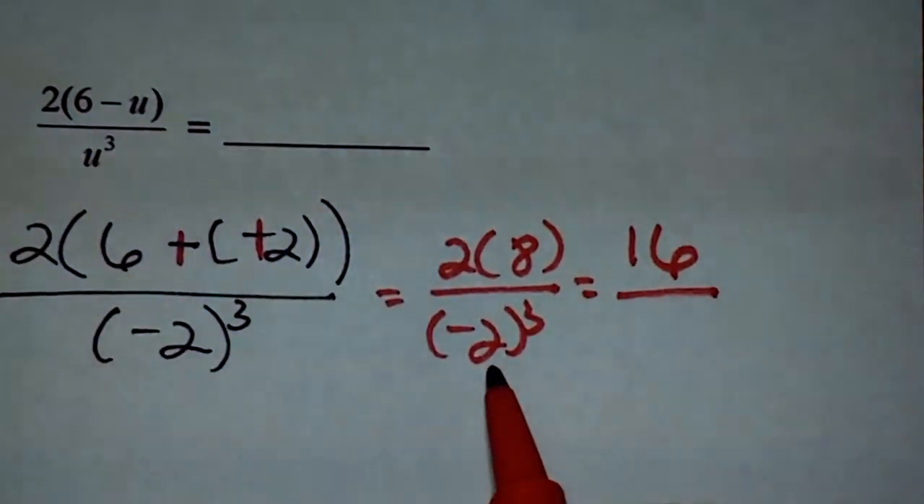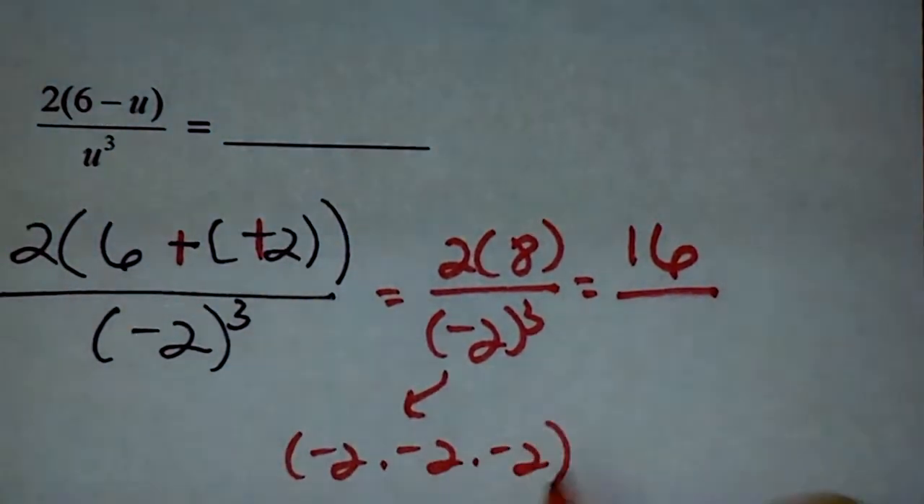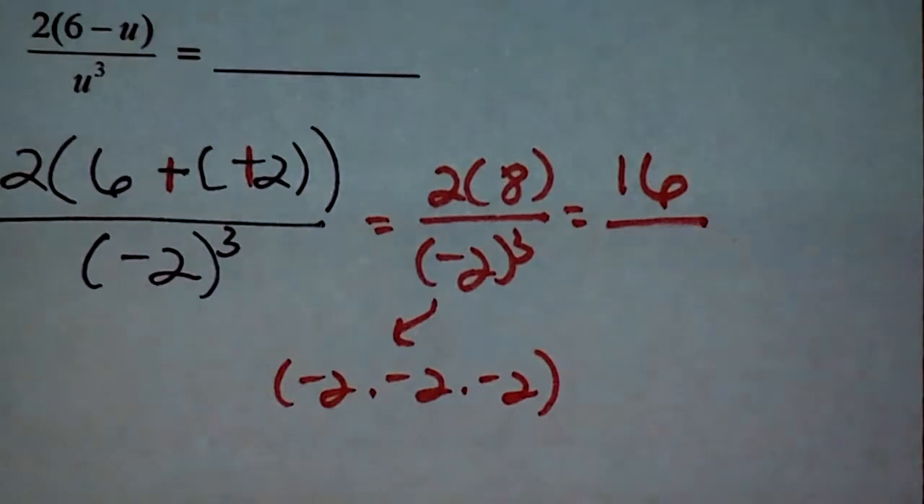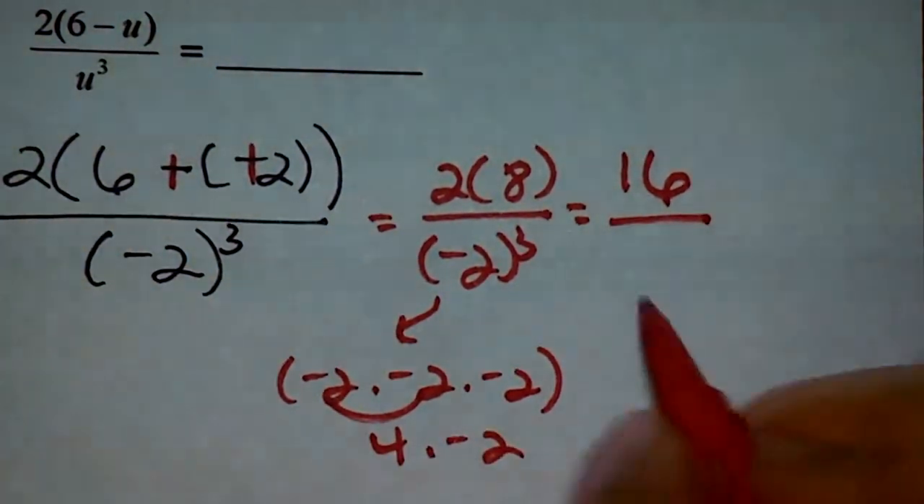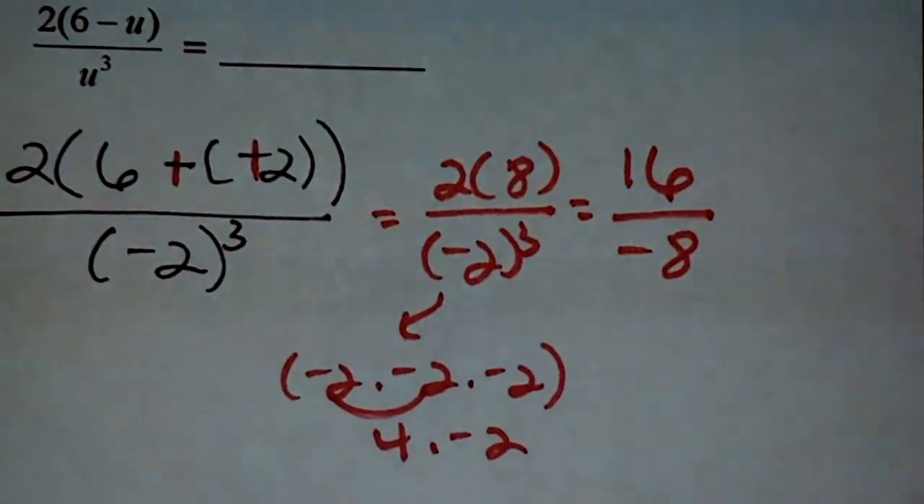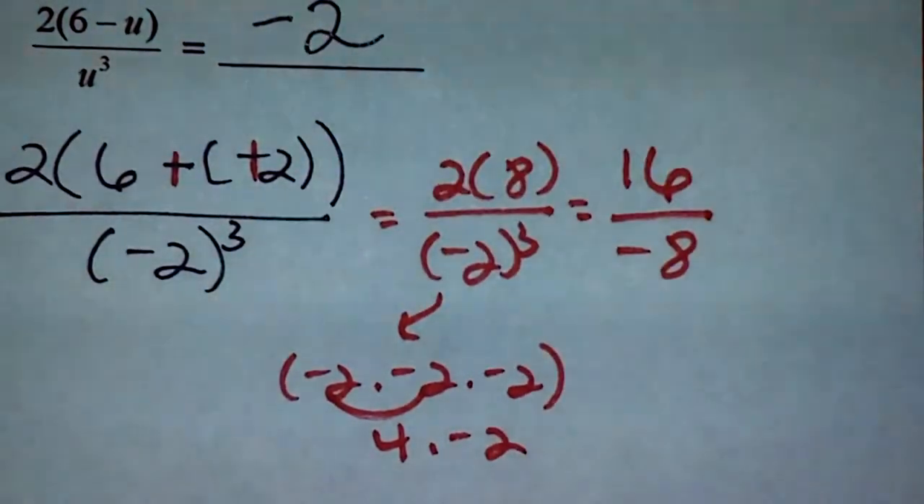Now I have the quantity of negative 2 cubed. Remember, that means that I'm multiplying 3 negative 2's. I think we've done this one enough. Negative 2 times negative 2 is 4, and 4 times negative 2 is negative 8. So we're left here with 16 divided by negative 8, and 16 divided by negative 8 is a negative 2. We're finally done.